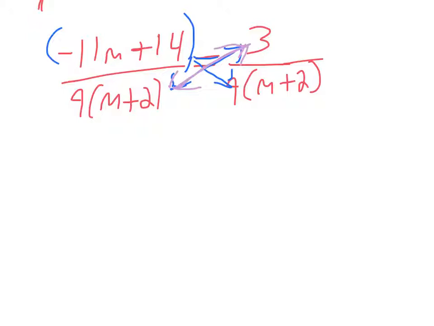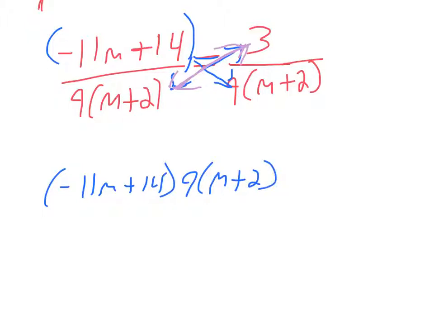So let's do the blue first. We have negative 11m plus 14. That's all being multiplied to the 9 parentheses m plus 2. So I'll write it all next to each other. And that's all going to equal what happens when we multiply the purple diagonal. Now 9 times 3, I hope everyone's okay with me just saying that's 27 parentheses m plus 2. Okay, and I wrote it out the long way because I think you guys would be able to handle it if you've come this far in your course. To multiply this out and do a little simplifying.